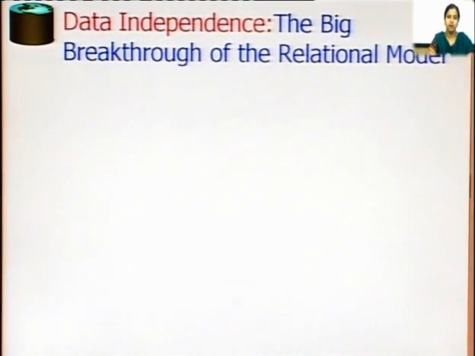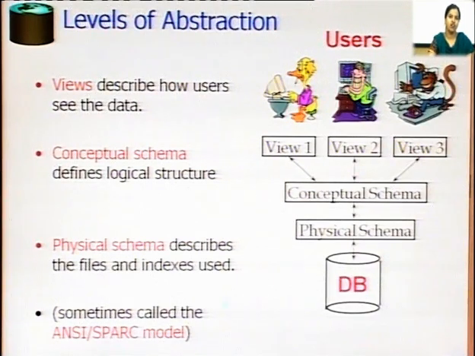Now, the big breakthrough of the relational model is data independence, meaning we have the data in three views, view 1, view 2, view 3. If we slightly change one view, is it affecting another view? This is one of the questions: if we change the physical schema, is it affecting the conceptual schema? If we change the conceptual schema, is it affecting the views, view 1, view 2, view 3?